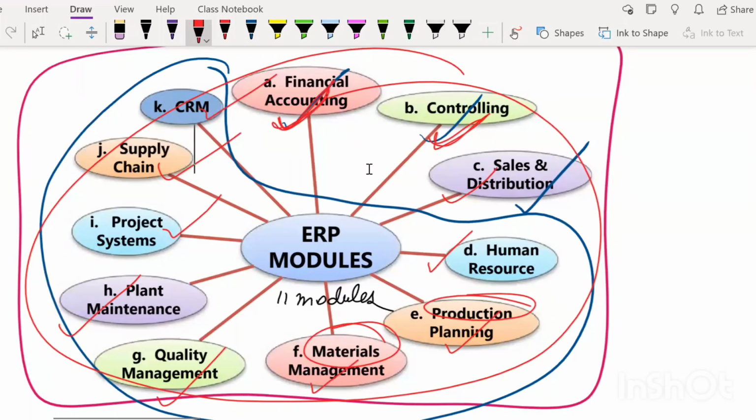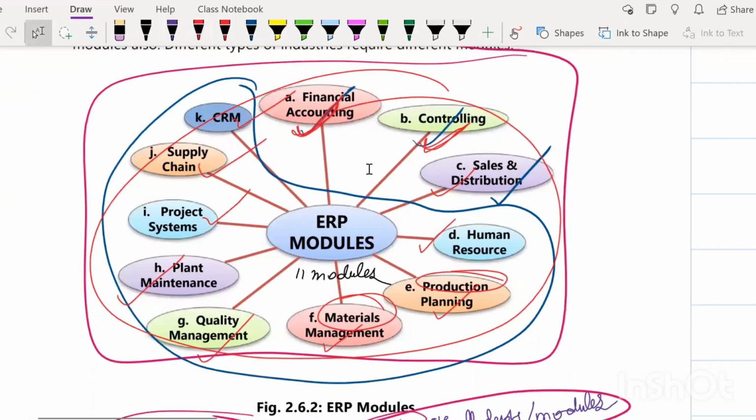Someone had already asked me whether we have to memorize these 11 modules, and how it will be asked in the examination. So yes, you have to remember the keywords of these modules. In the exam they may ask you to tell the features of so and so module, or to explain what this module is about. So you must have a general understanding and remember a few keywords.